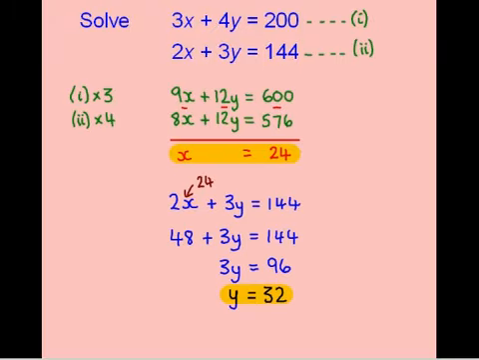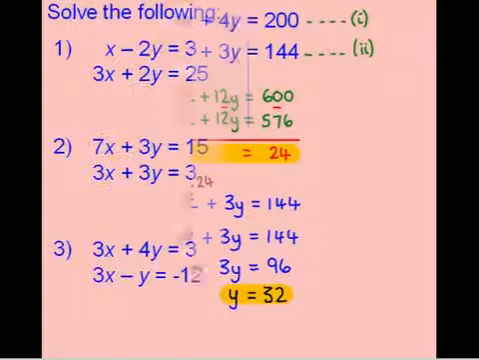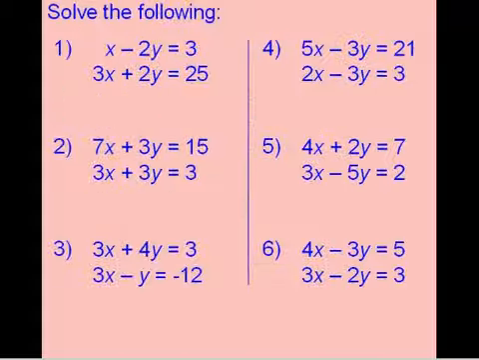Here's the answer. I've decided to multiply the first equation by 3, the second equation by 4, and subtract. You might have done it another way, but you should still have the answer x equals 24 and y equals 32. Now, the only way to get really good at simultaneous equations is to practice.